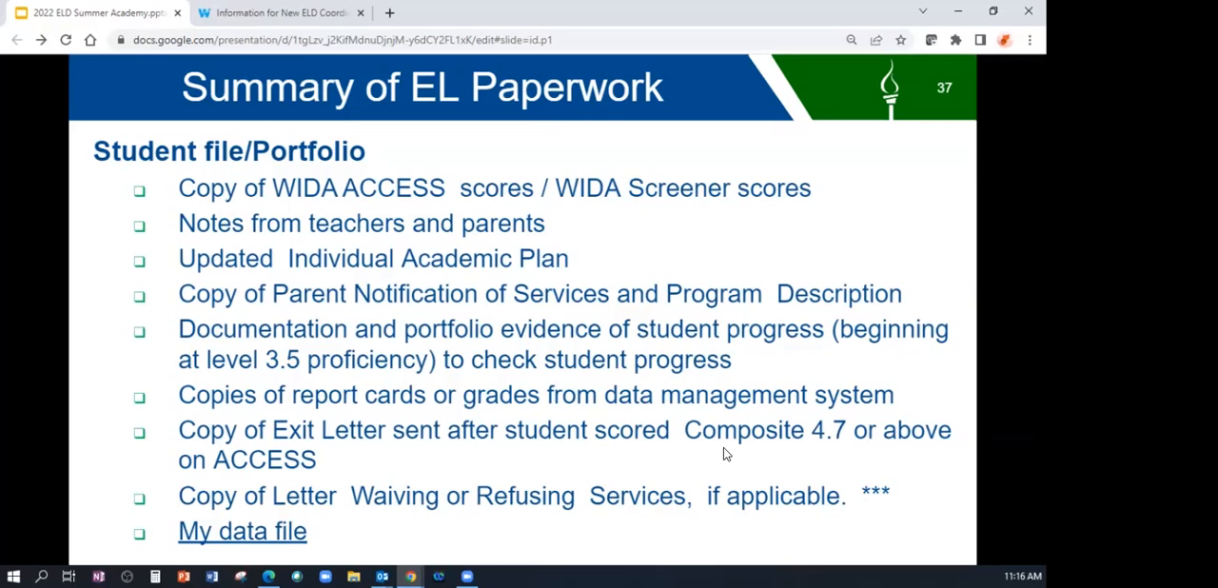I've also included here a link to a data file that I created for organizing all of my information when I was in the district that you can look at if you're interested. It was just through Google, a way to organize all of my information so that you have that if you're interested in using something similar.